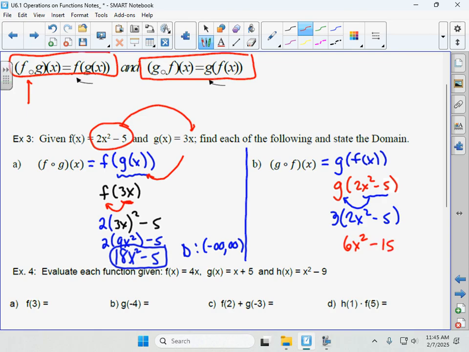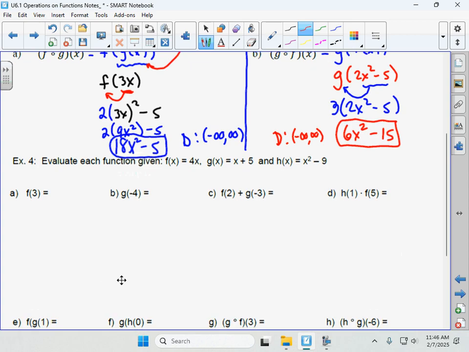And again, since the domain for both functions is the same, negative infinity to positive infinity, the domain would be the same for this also, negative infinity to positive infinity. And for all the ones that I give you, just so you know, if you're ever asked what's the domain of the composition, f of g of x or g of f of x, the domain is just going to be negative infinity to positive infinity.